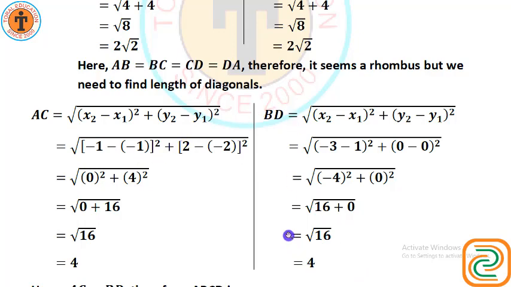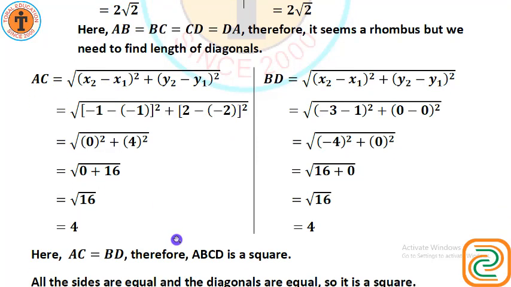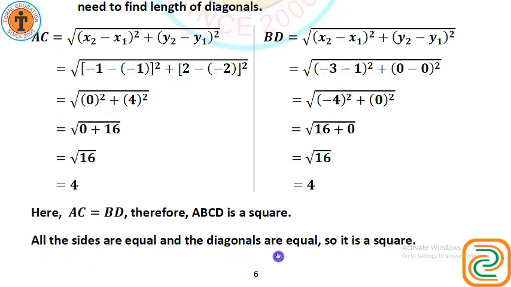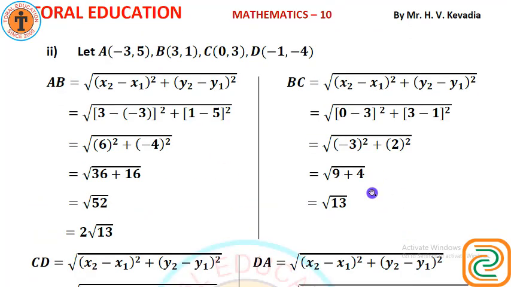Okay, I'm sure you know the formula and how to find the distance, right? If you don't know, then practice. AC equals BD, therefore ABCD is a square. All the sides are equal and the diagonals are equal, so it is a square. We have seen AB equals BC equals CD equals DA and AC equals BD, therefore it is a square. Second question in the sixth one.